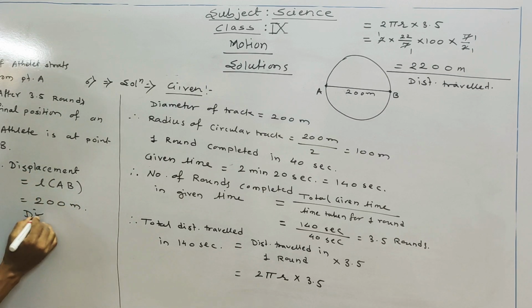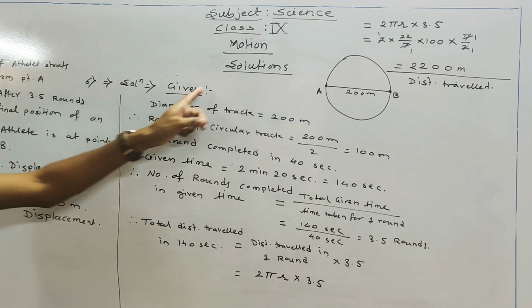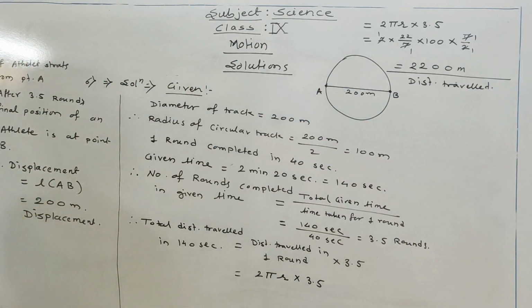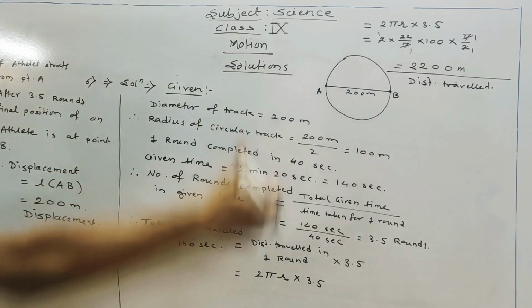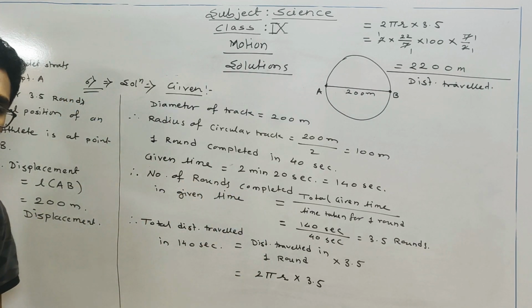So that is nothing but the displacement. So this is your final answer given from here. Then this is distance travelled, and this will be the displacement. Pause the video, write down this, you will get your answer for question number 6. Is it clear to all?